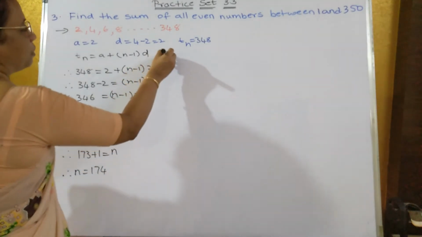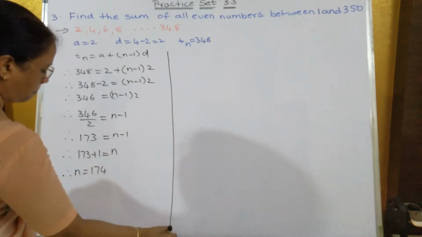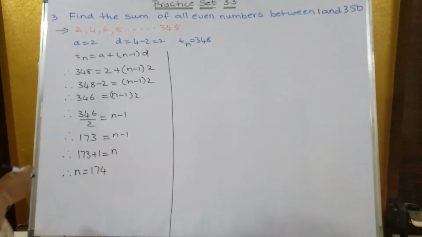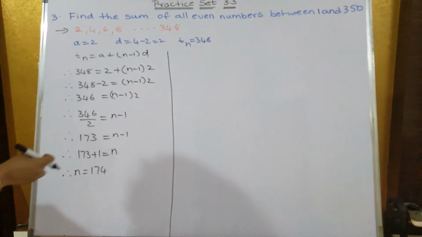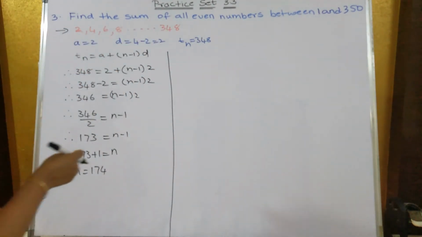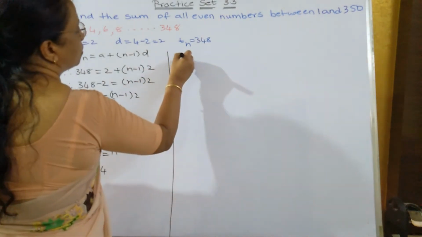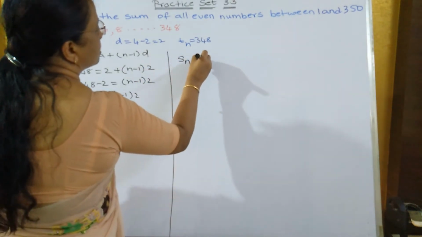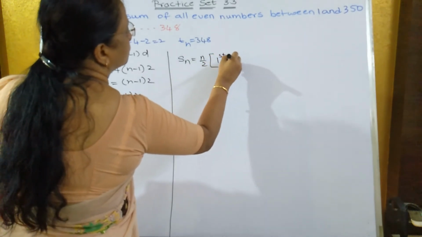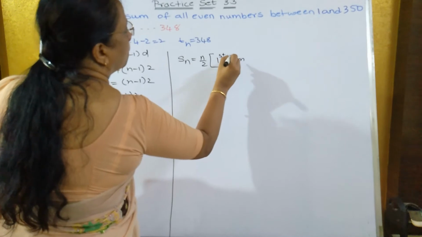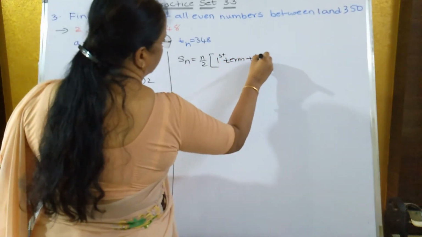Now we have to find out Sn. Since we know the first and the last term, first is 2 and the last term is 348, we can use the second method. You can also find out by the first method also. So we will use the second method. Sn is equal to n upon 2 into first term plus last term.